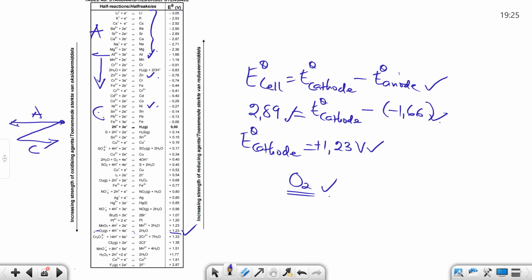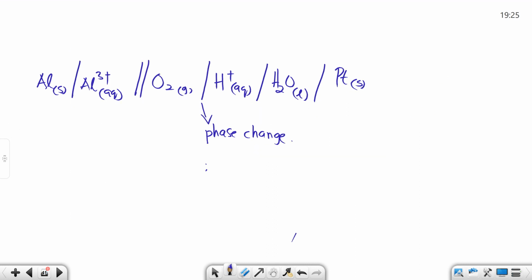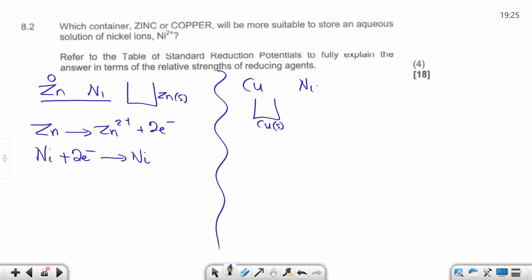But if I compare nickel and copper, it will be the opposite. And if you can see that, you are already done. In this case, what are we going to have? Ni will be oxidized, right? To Ni2+ plus 2e-. And copper will be Cu2+ plus 2e- to give us Cu.